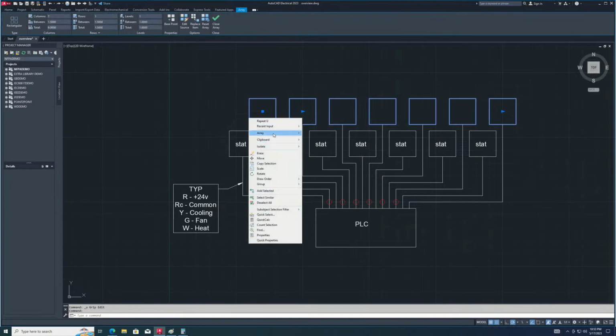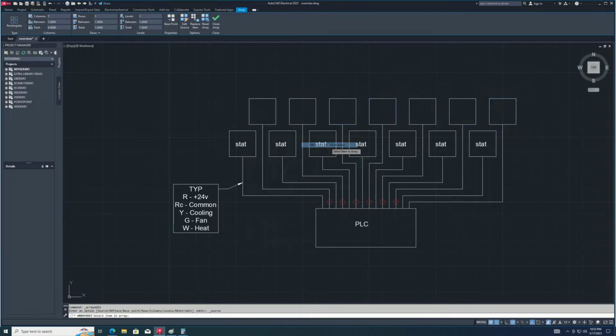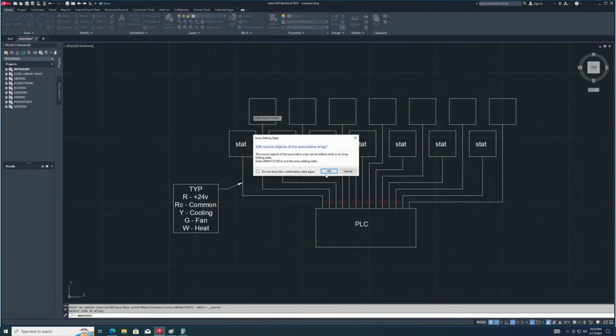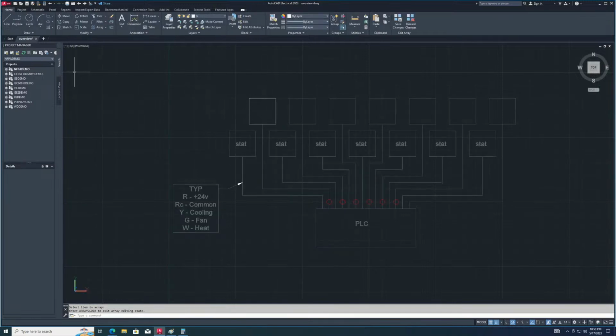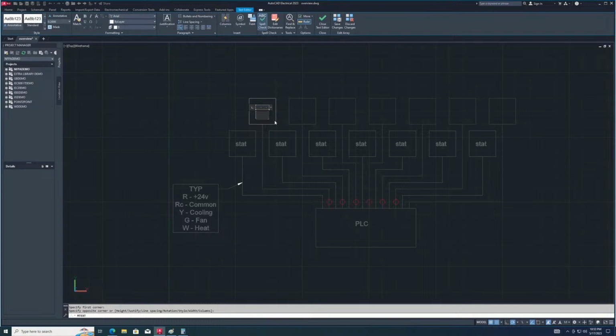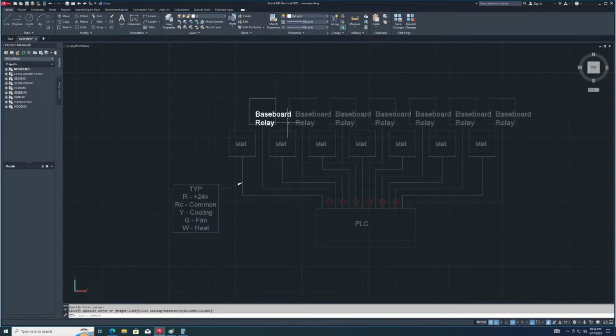Let me go here. Edit source. Array. Edit source object in place. Select array. Yes, thank you. Now I can just add a text. This is going to be called baseboard relay. Okay.